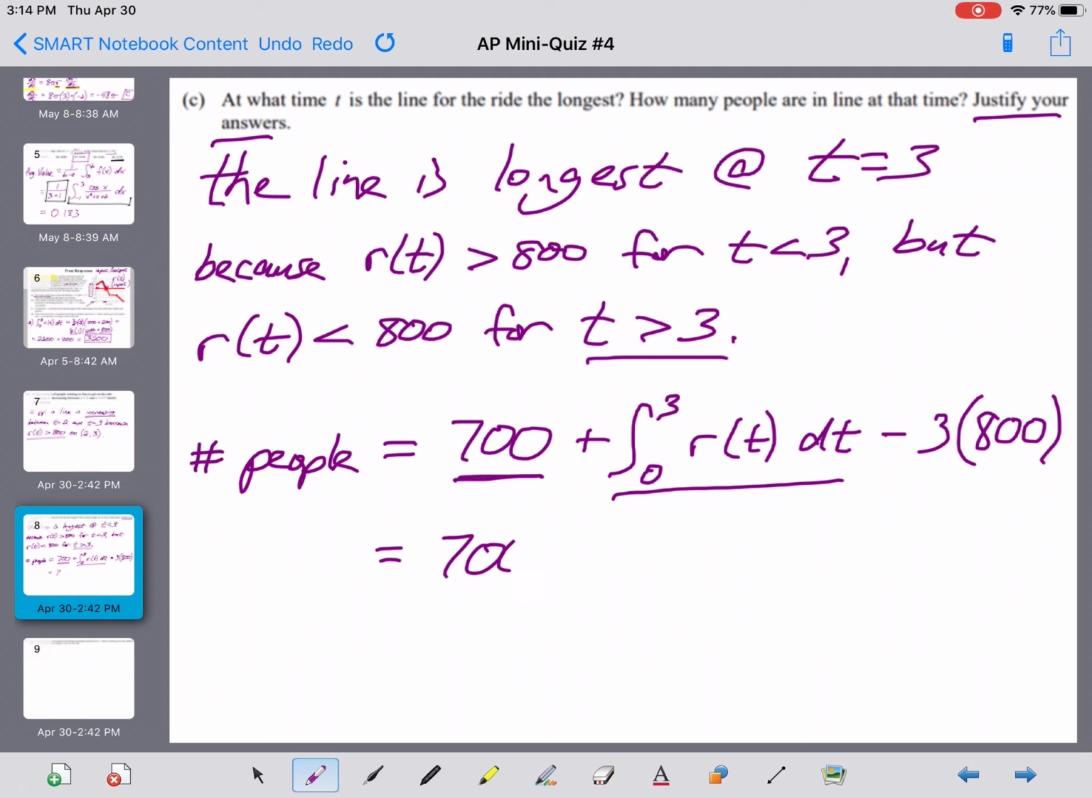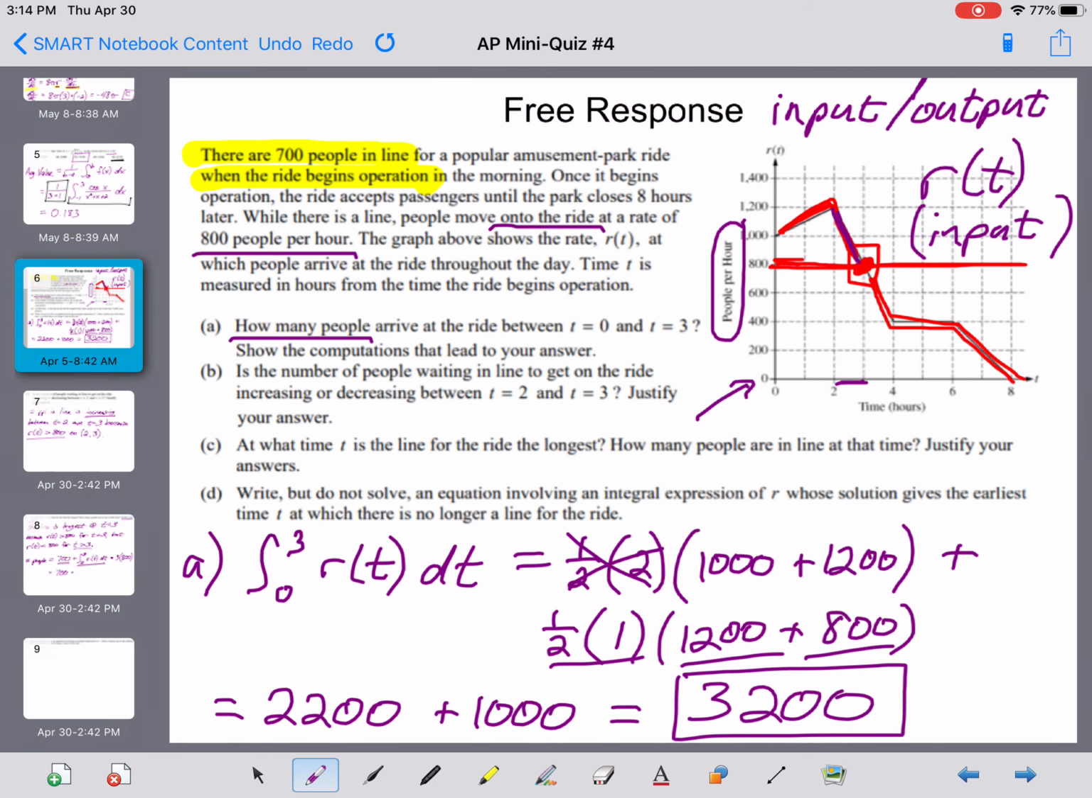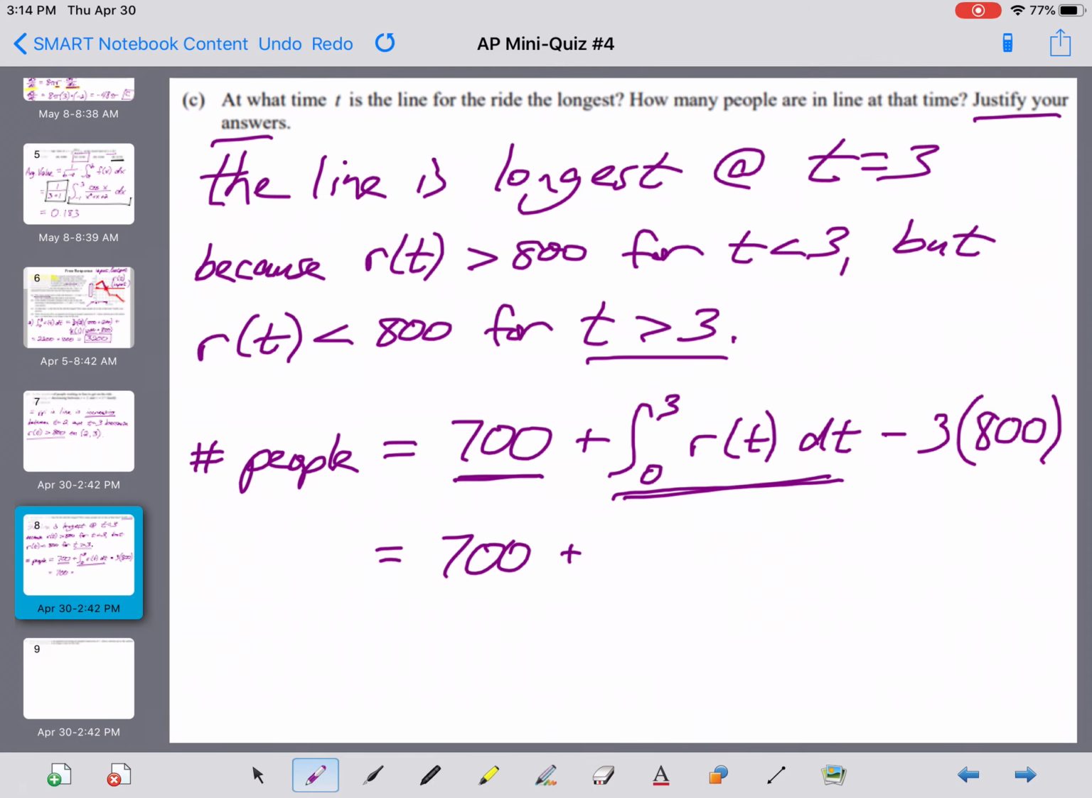So we've got a 700 plus, well, this is the exact same computation that we did back in part A. The number of people who showed up between 0 and 3 hours is 3,200 people. So we're going to add 3,200 to the 700 who were in line at the beginning of the day. So up until t equals 3, a grand total of 3,900 people have shown up to get in line total.